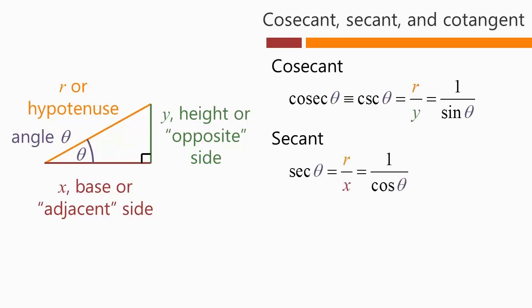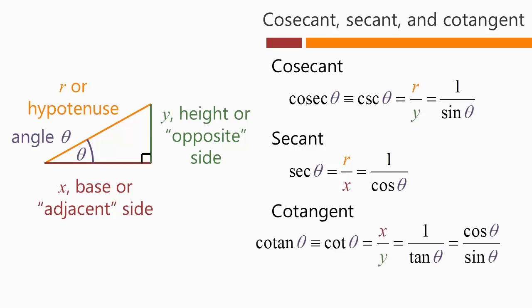So this is a confusing notation. The cosecant is 1 over sine, but the secant is 1 over cosine. So the secant would be r over x. And also the cotangent, sometimes written cotan here, or cot, C-O-T, is x over y, which is 1 over tan theta, which is cos theta over sine theta.